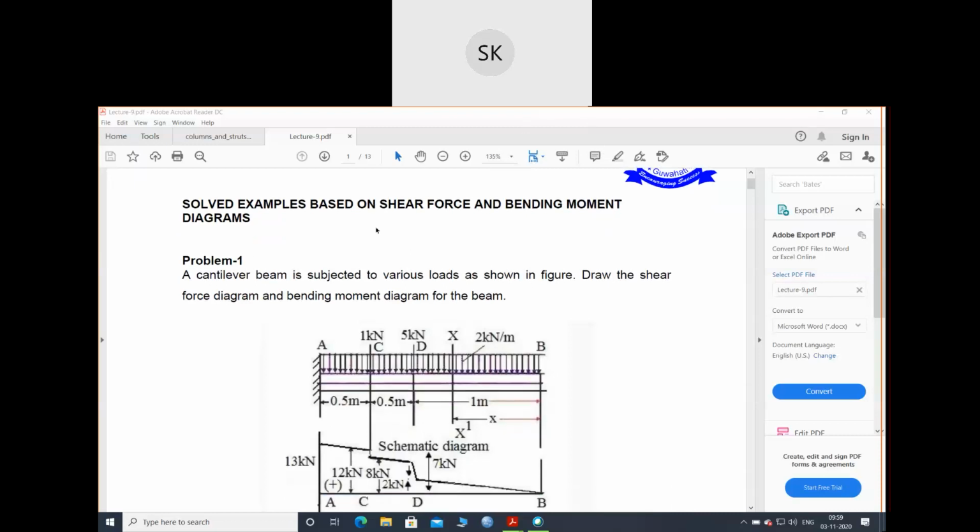So we'll discuss shear force and bending moment diagrams. We have discussed the theory part, the importance of shear force and bending moment diagrams, and we discussed some problems also. Now we'll discuss the problem with two loads. One type of load will be UDL and another will be a point load.